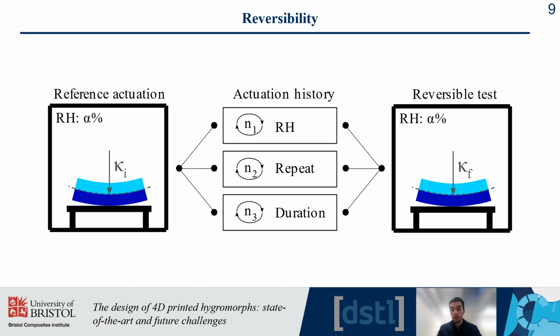And then you make a reversibility test in which you condition it at the same humidity as at the beginning and measure this deformation again. Then you compare kappa F to kappa I, and you see what the difference between the two is, and whether this technique is capable of reversibility.